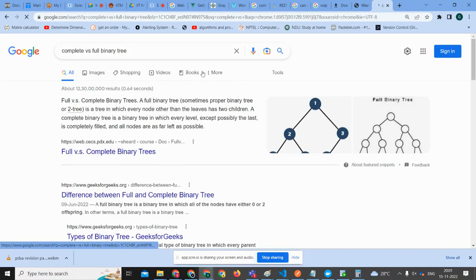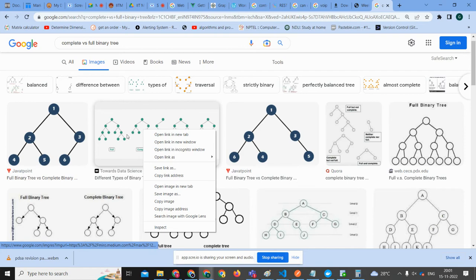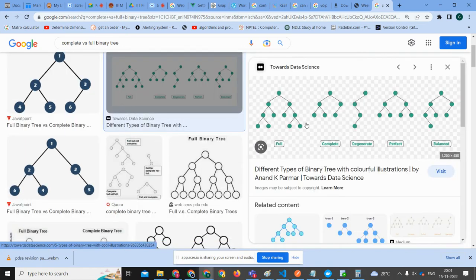On what basis do you say that a complete tree is not a full tree? The definition of a full tree is that each node has to have either 0 or 2 children. It cannot have 1. That's the problem. But a complete tree can have 1, only at the last level. The previous level has to be full before that.